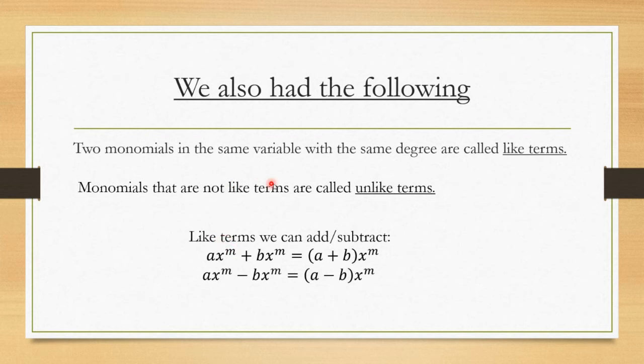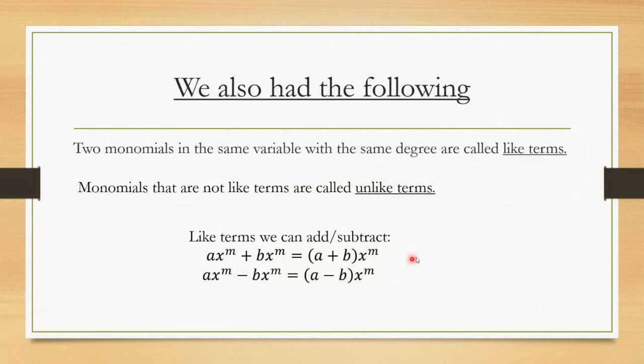Two monomials in the same variable with the same degree, the same exponent of x, we call them like terms. And like terms matter because those are the terms we can combine. We combine them, meaning we add or subtract, by adding or subtracting coefficients. The power of x does not change. I know it looks like we're factoring out, but we're really not doing that. This is just a rule telling us how to combine like terms.